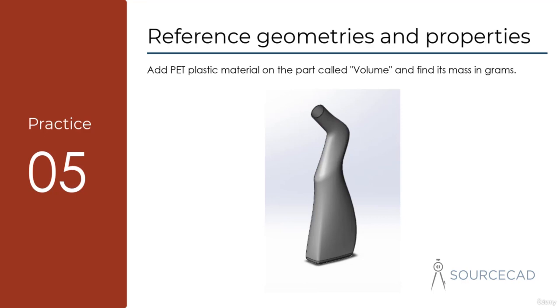So here is the practice exercise. You need to add PET plastic material on this bottle, and then you need to find out the mass of this bottle in grams. Alright, let's do that.